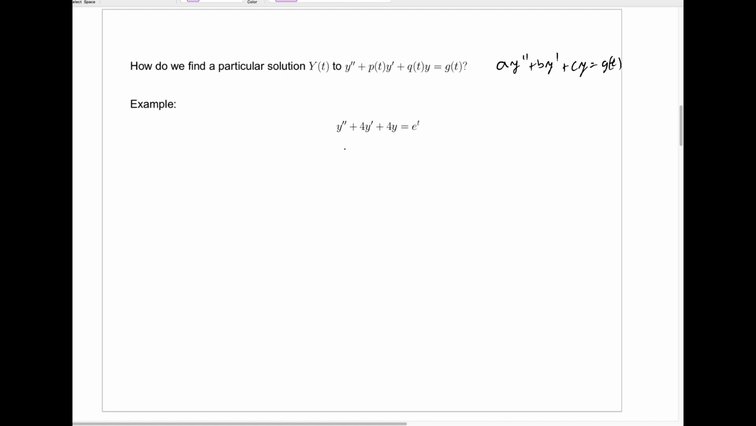Here's our first example. We have y double prime plus 4y prime plus 4y equals e to the t. Now, in order to find the general solution to this differential equation, we'll need two things. We'll need to know the general solution to the homogeneous differential equation, and we'll need to know one particular solution to this non-homogeneous differential equation. We'll see later why it's often a good idea to start by solving the homogeneous equation.